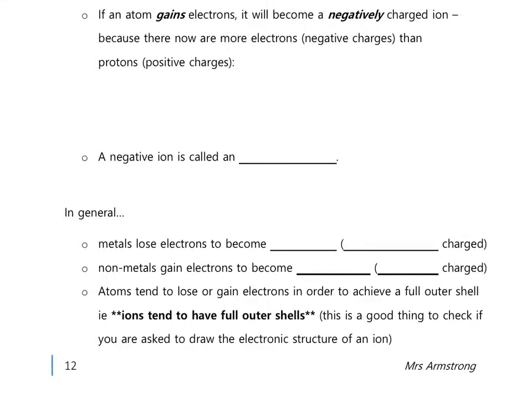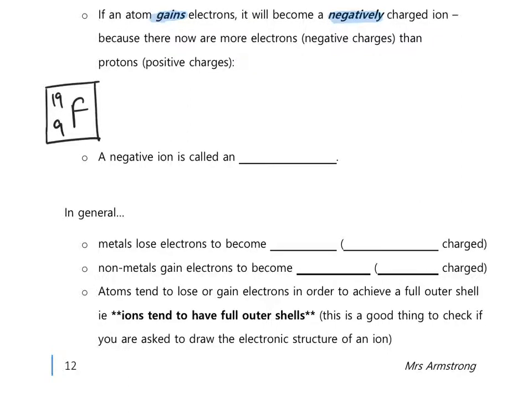So if an atom gains electrons, it will become a negatively charged ion. Again, that seems like opposite thinking, but remember, you're taking on extra negative charges, and so that means it'll become negative. It's you adding on negative charges, and so that is negative overall. Let's look at an example to prove that.